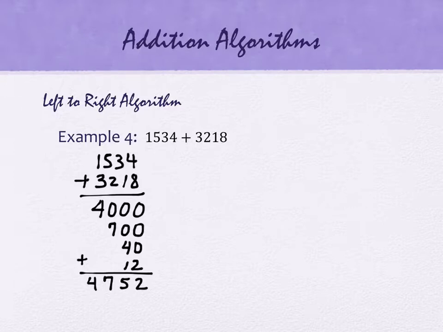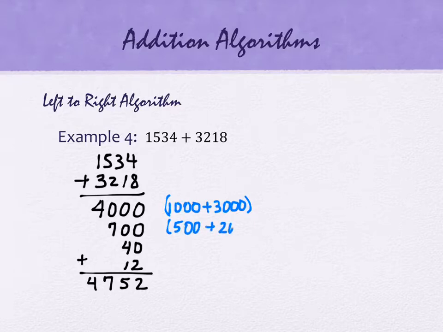Now what's really going on? Well, what's really going on right here is that I got 4,000 because I took 1,000 plus 3,000, right? I added the thousands place together. I got the 700 by taking 500 plus 200. I got the 40 because I did 30 plus 10. And I got the 12 because I did 4 plus 8.